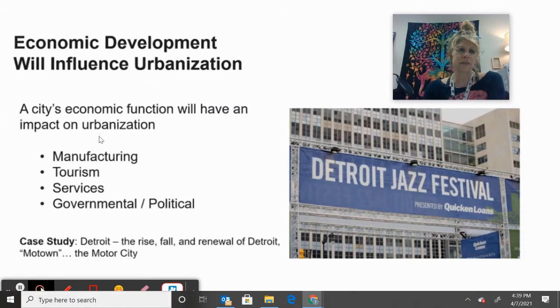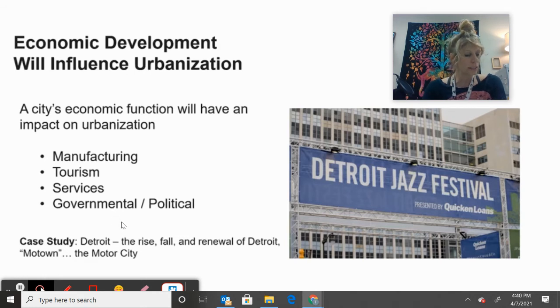Next is economic development and how it will influence urbanization. So, in your notes, I would just list that these are industries that definitely could be driving a city's economy. Manufacturing, tourism is really big in Colorado. People come from all over the world to ski here, even hike our mountains. And then obviously service industry is big. And if you live in a capital, like Denver's the capital of Colorado, there's going to be political and government jobs there because that's where Congress meets.